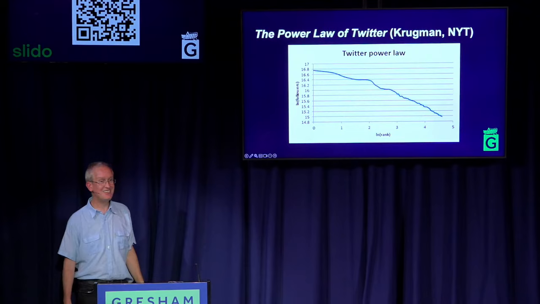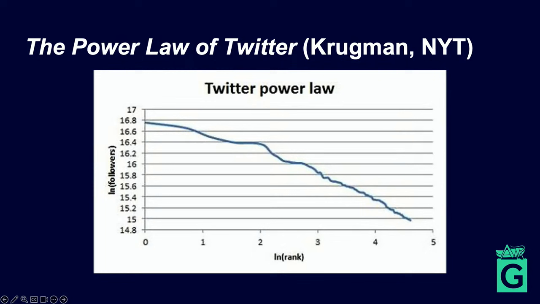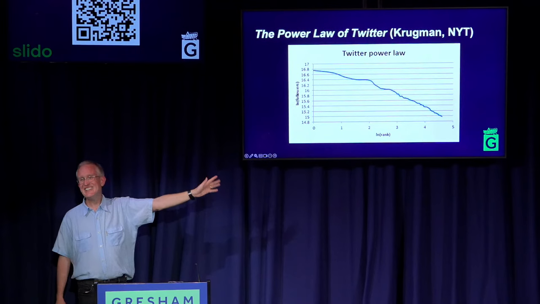Okay, some people towards the back. This is Paul Krugman. Paul Krugman has a Nobel Prize, so this may alter your view. This is a blog that Paul Krugman wrote with Twitter followers, and he's saying that's a straight line. It sort of is, but it's not quite.